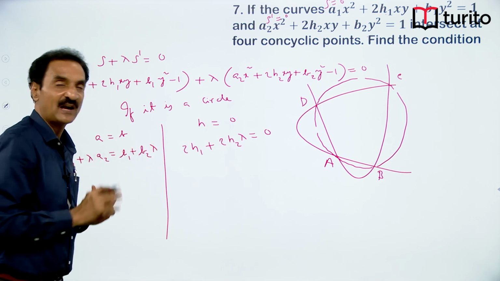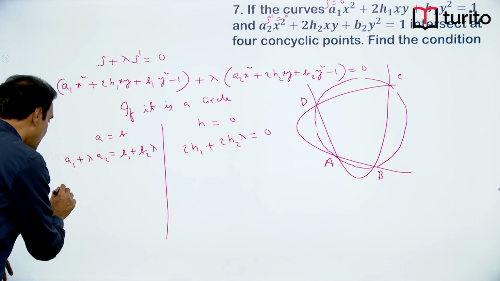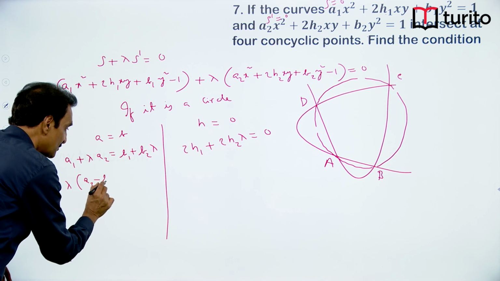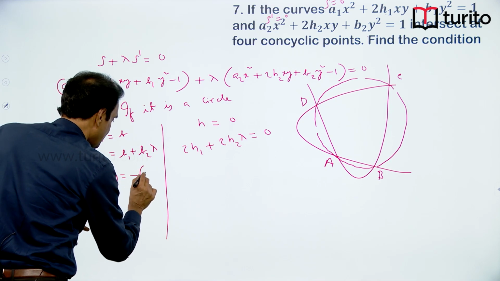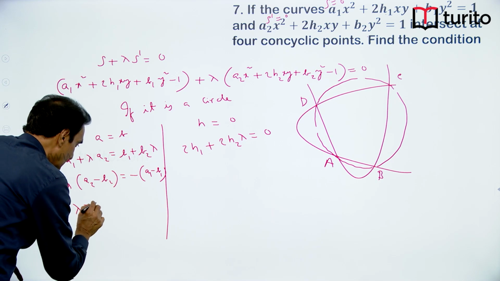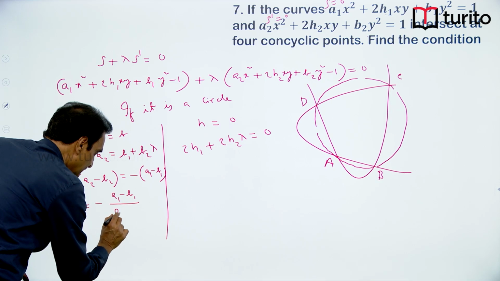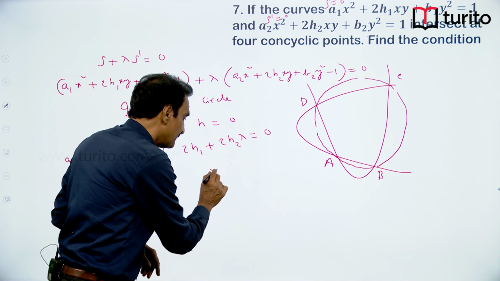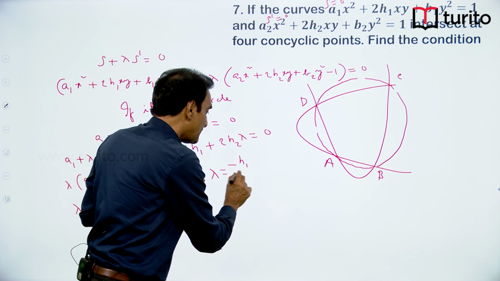Now, if both are true simultaneously, this lambda and that lambda must be the same. What is this lambda? Here lambda into A2 minus B2 is equal to minus of A1 minus B1. So, lambda is equal to minus of A1 minus B1 by A2 minus B2. And here what is lambda? Lambda is minus H1 by H2.